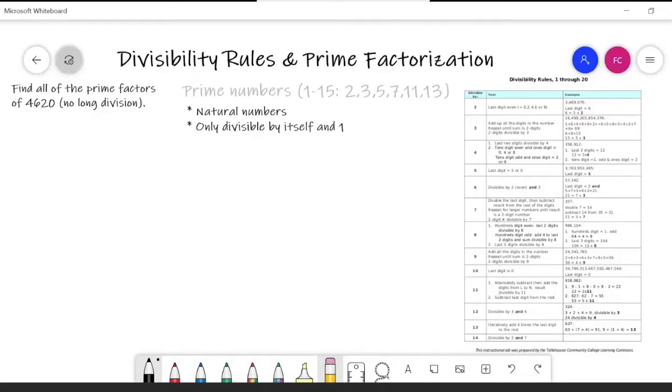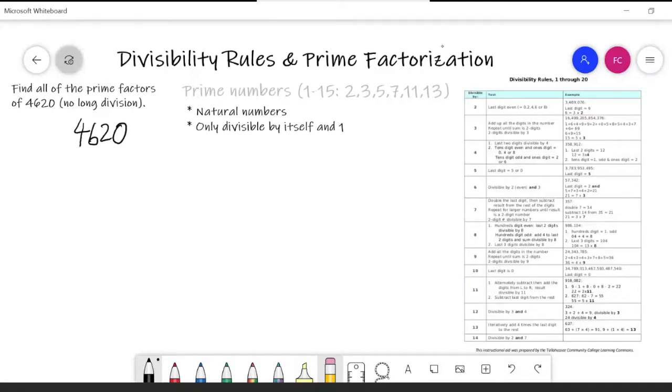Similarly, when we solve for the prime factors, we would be looking for all of the prime numbers that multiply together to form the original number, which in this case is 4,620. For convenience purposes, all the prime numbers under 20 have already been listed here, near the top of this document. Okay, so let's begin creating our factor tree, starting with the original number, 4,620.